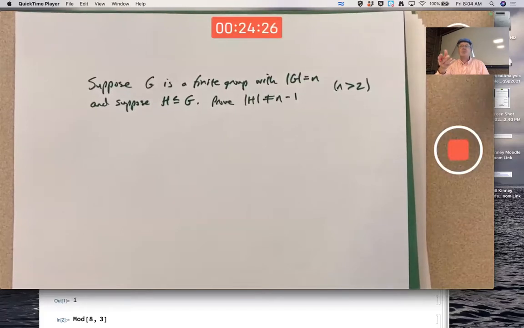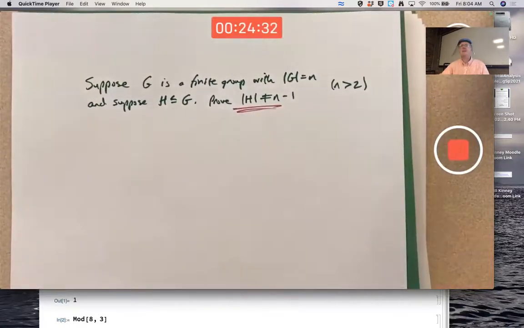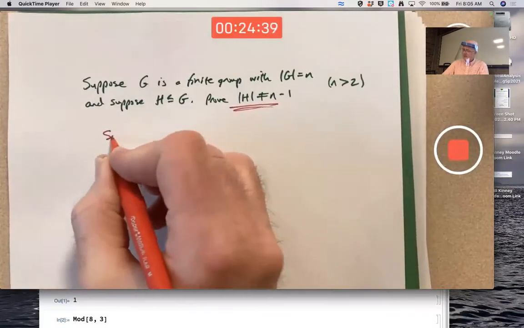That's a good candidate for a proof by contradiction. So assume to the contrary that it is rational. Here we're trying to prove the order of H is not some number. That's a good candidate for a proof by contradiction. So scratch work or proof. This is not a proof.